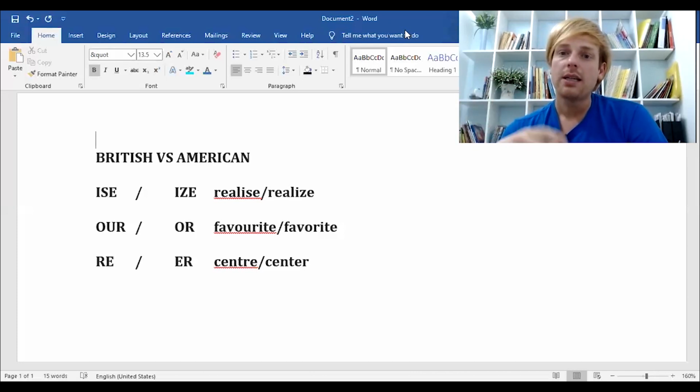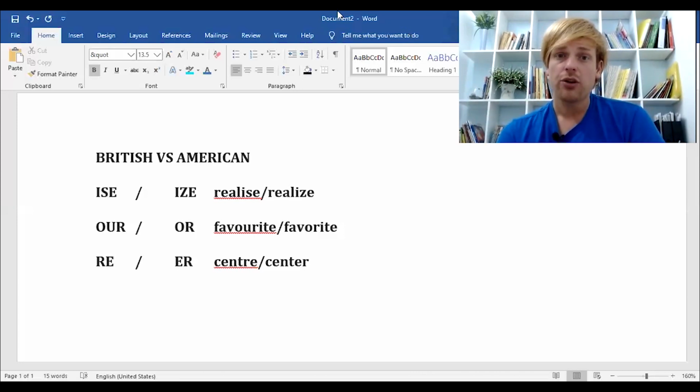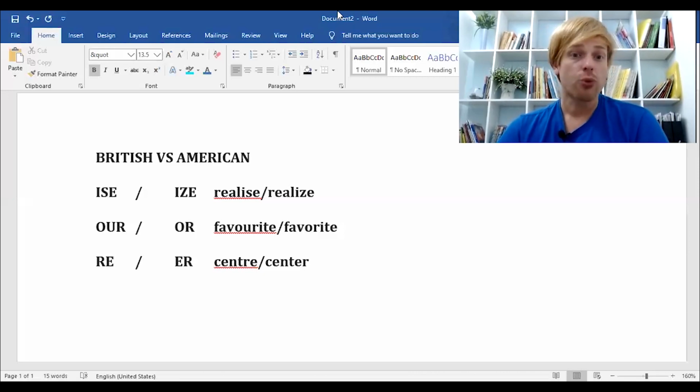And then the last one is R-E versus E-R at the end of a word. Center, theater, for example. So I just wanted to make a little break from the lesson so that you can see these differences. It's important for when you are communicating in English that you know what standard you're using. And again, there aren't too many important differences, but these three differences are very common.